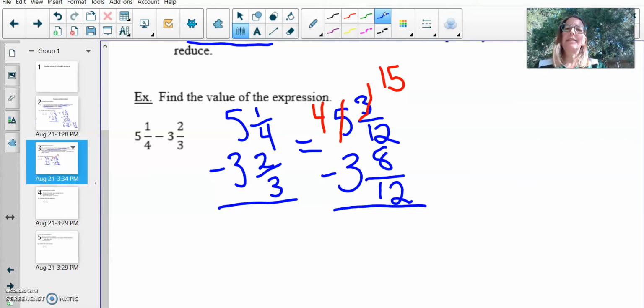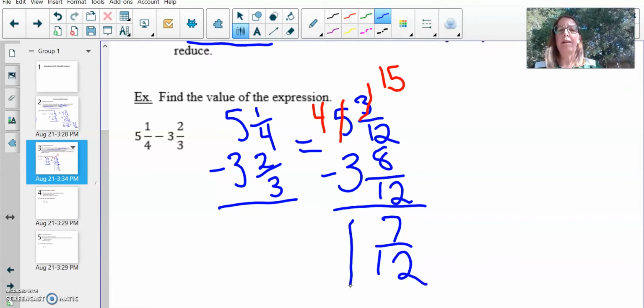Now I can go ahead and start subtracting. So I can do 15/12 minus 8/12. That gives me 7/12. And the whole number piece, 4 minus 3, gives me 1. So my final answer is 1 7/12. So subtraction can be a little tricky because you might have to borrow like we did in this example.